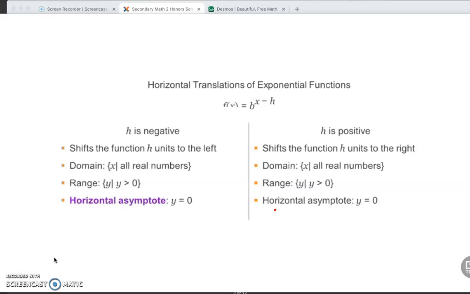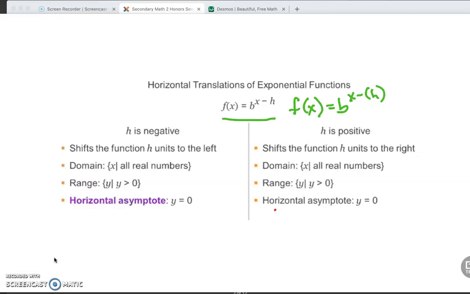If you notice, we've got a general form up here. f of x equals b to the x minus h. Now this is just like our absolute value and square root functions. When we're in a horizontal translation, when there's a minus sign, I like to rewrite it as f of x equals b to the x minus, and then I put h in parentheses. That helps me identify whether h is positive or h is negative.